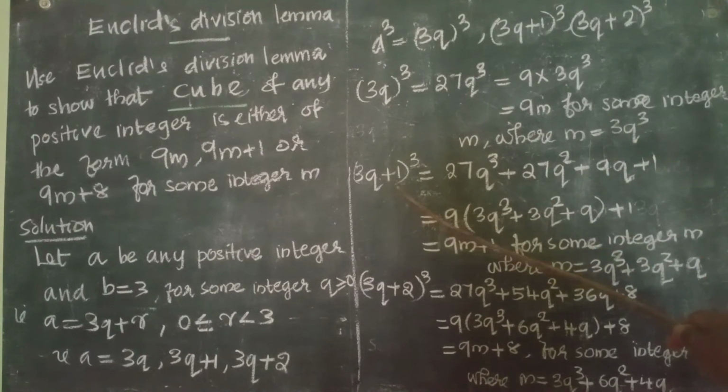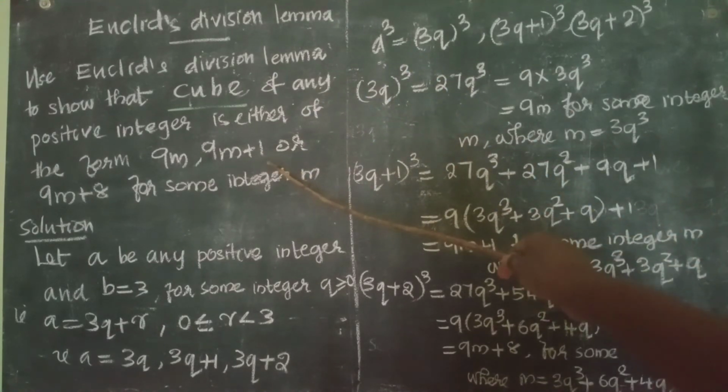Second one, 3q plus 1 whole cube. This we have to expand by using the identity a plus b whole cube, that is equal to a cube plus 3a square b plus 3ab square plus b cube. So by expanding we get 27q cube plus 27q square plus 9q plus 1. We need to change it to this form 9m plus 1.